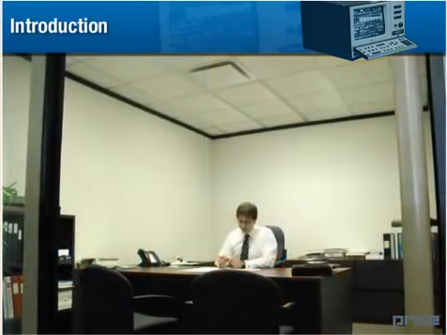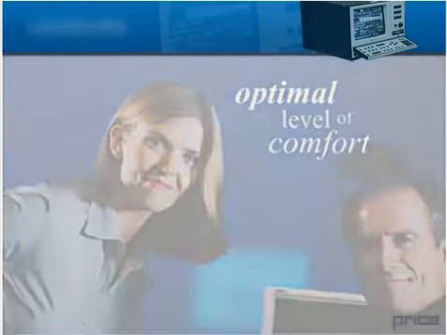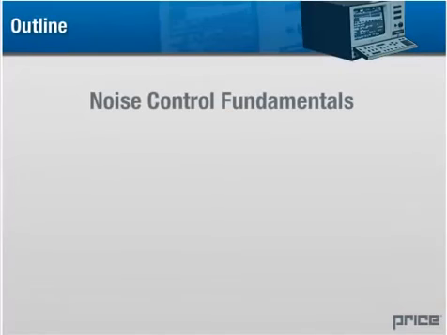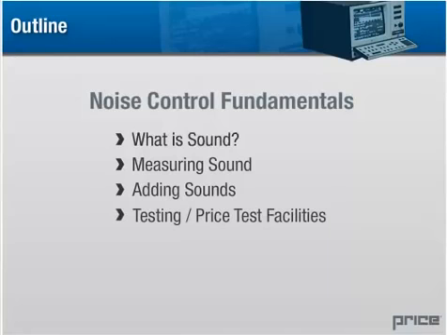To obtain the proper level of sound in a room, the right ventilation system must be selected and tested to ensure the optimal level of comfort is achieved. In this section, we will learn exactly what sound is, how we measure sounds in our environment, and how to add sound sources. Once we understand the basics of sound, we'll then look at testing, the price testing facilities, and the importance of properly configuring a room with air distribution equipment in order to achieve the maximum level of comfort.